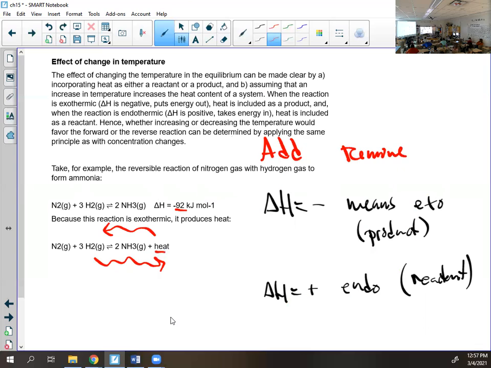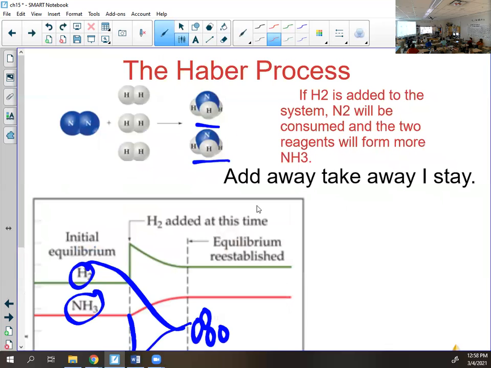So if you add heat, what's the fastest way to oppose that? Move away from the heat. So if you add heat, you go away. If you remove it, you stay. So it's the same saying. Add away, take, I stay. If I add heat, I go away. If I remove heat, I stay.